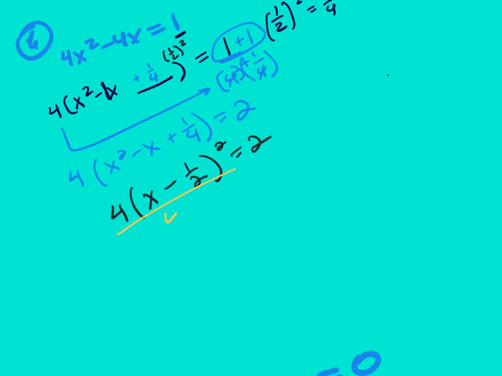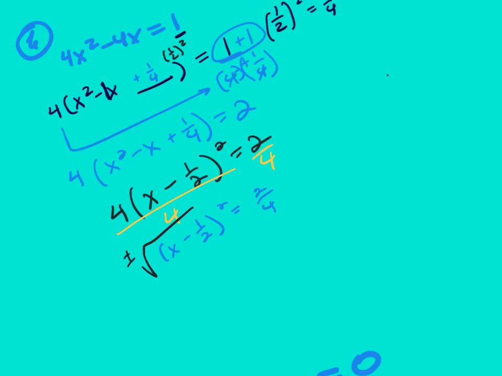Now divide both sides by 4. I get x minus 1/2 squared equals 1/2. If you leave it as 2 over 4, the next step is easier because you're going to have to square root it. If you make it 1/2, you're going to have to rationalize. So let's say I left it as 2/4.